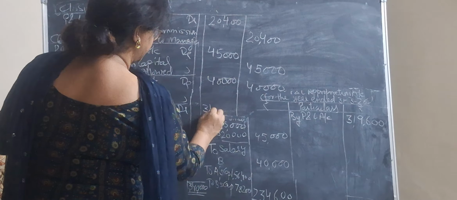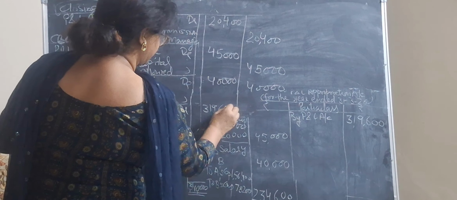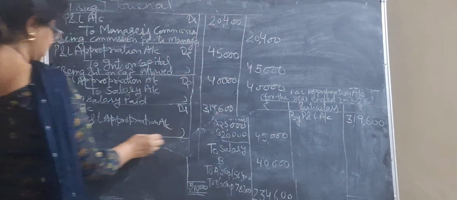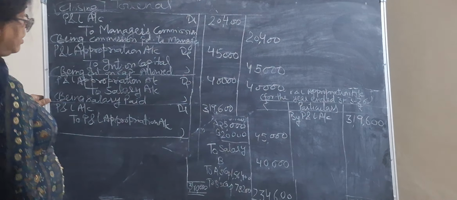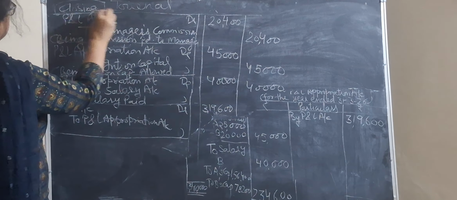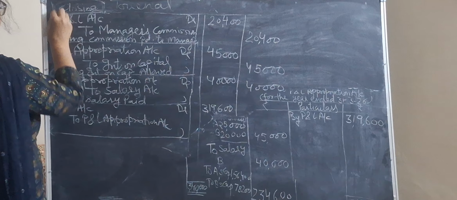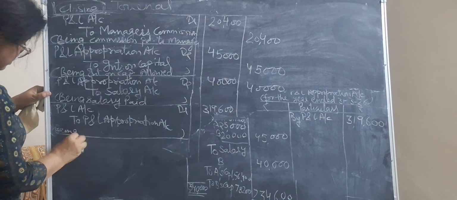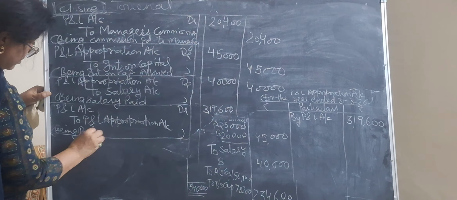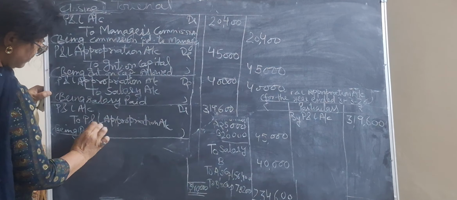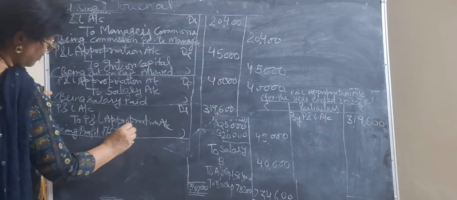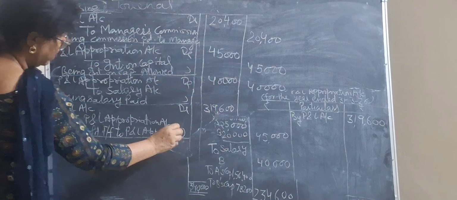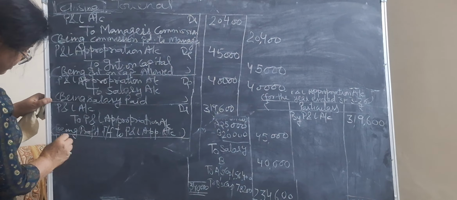So it's 3,19,600. I will write the amount on the credit side later because now we are doing, we have done that closing entries. Now we are doing here being profit transfer to P&L appropriation account. Now we are doing transfer entries, right?